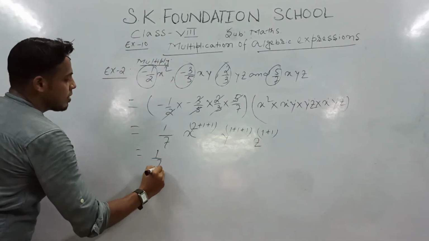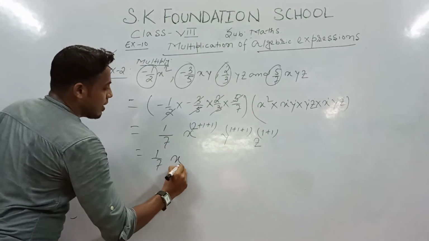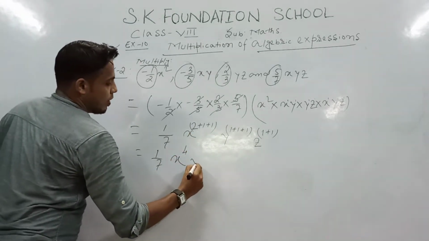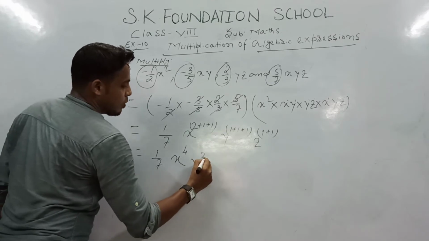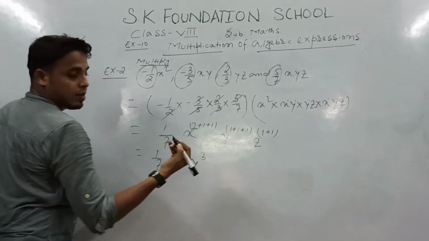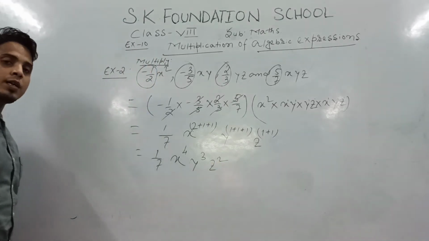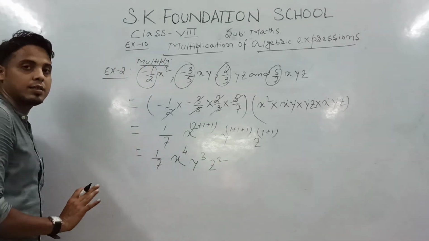So 1 by 7 x to the power 2 plus 1 plus 1, 4, y to the power 1 plus 1 plus 1, 3, so y cube, and z square. Okay, clear? This is our answer. Understood?